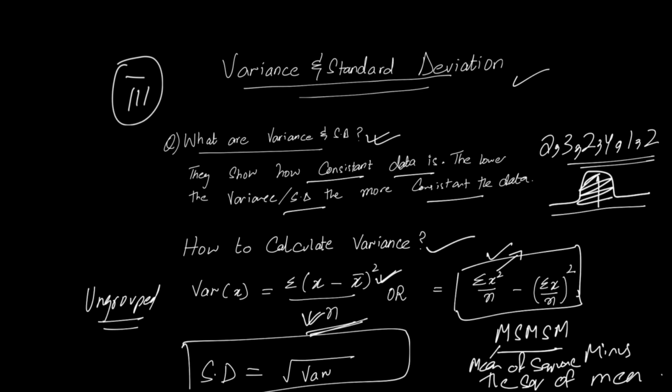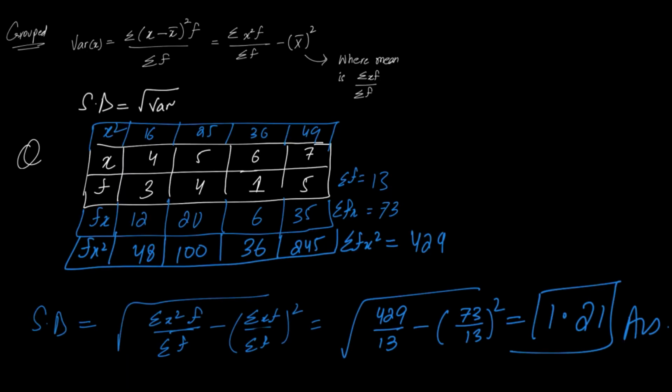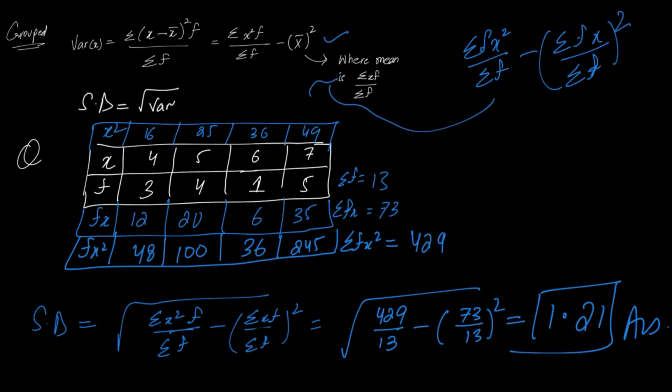Now let's look at how to take it out for grouped data. In grouped data, the formula is basically the same. But because in grouped data the formula of mean is sum of fx upon sum of f, to take out the mean of x square, we'll have to do sum of fx square upon sum of f. And then the mean of x is sum of fx upon sum of f, and then we'll have to square this. You can also use this formula.